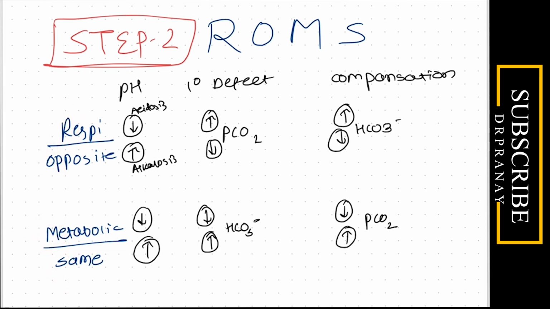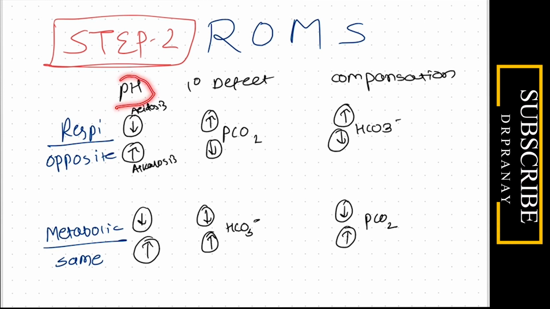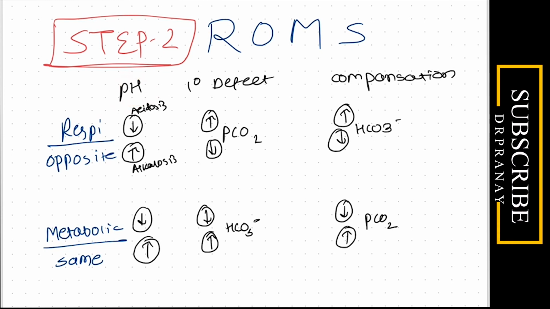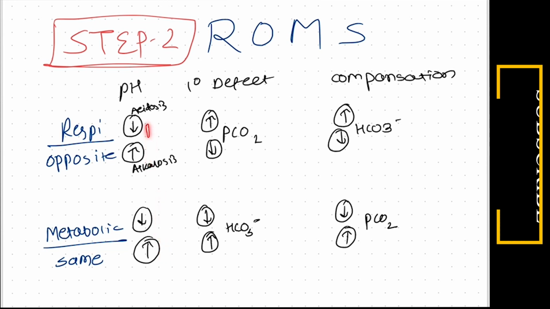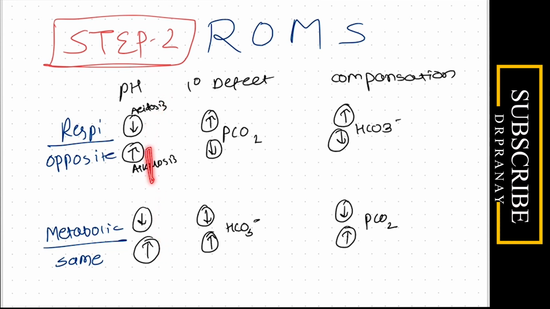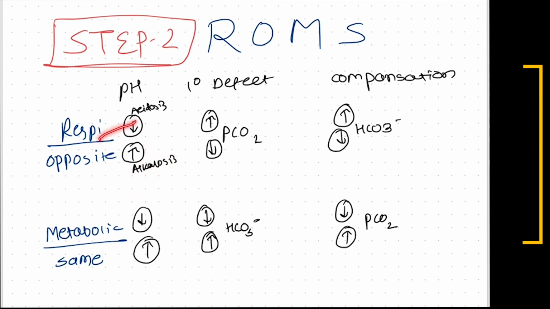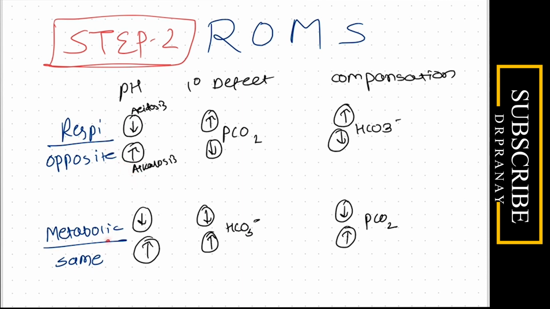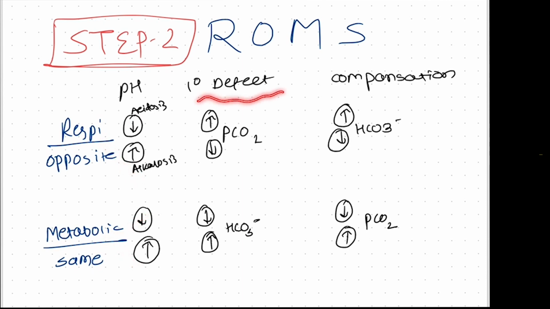Okay, so first is pH. It will be same in any of the course. Like if it is decreased, it is always acidosis. If it is increased, it is always alkalosis. So it is respiratory acidosis and respiratory alkalosis, metabolic acidosis and metabolic alkalosis. But primary defect and compensation will change.